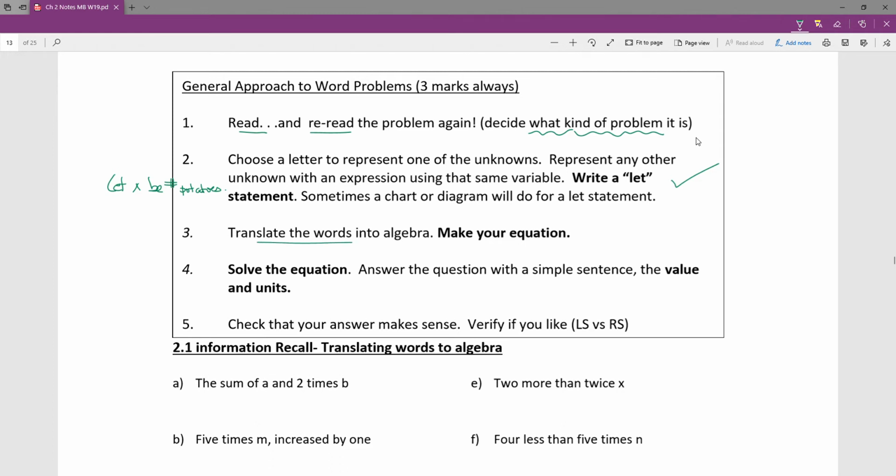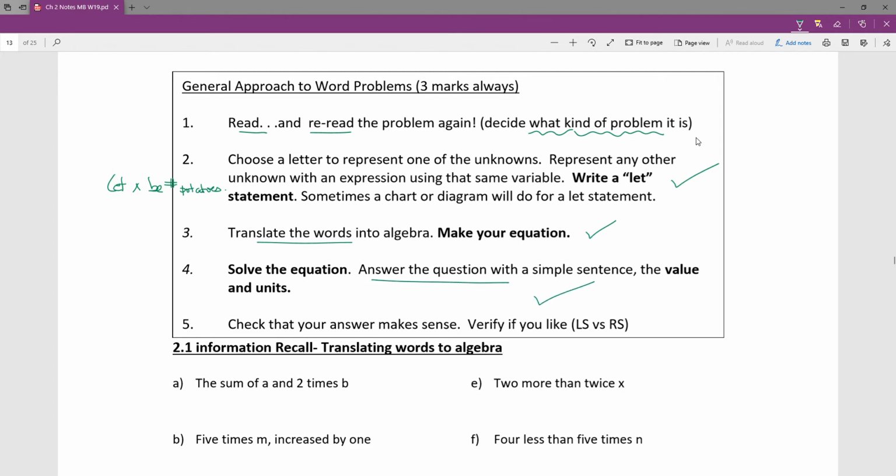The next thing you're going to do is translate the words into algebra. In other words, you're going to make an equation. You'll do that act of translating the English language into algebra in order to build your equation. The next thing you're going to do is solve that equation, and then give your answer in a simple sentence. Don't forget the value and the unit. You get 1 mark for your answer, not for what x equals, but for answering the question. And that is your 3rd mark.